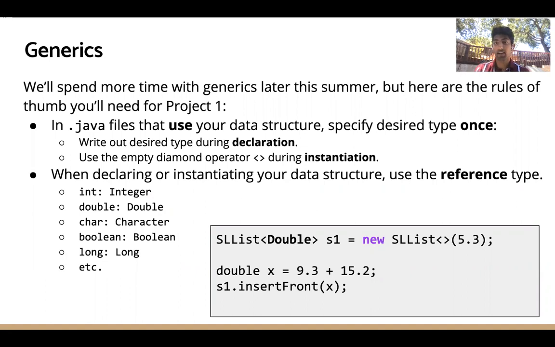The next thing about generics is we want to use the reference type. When I create an SL list here, this must be an object. So I can't pass in a double as the primitive here. In Java, for every primitive, there's a corresponding reference type that's basically the exact same for this cause. So we can't put double in here, just put an uppercase Double and you're okay.